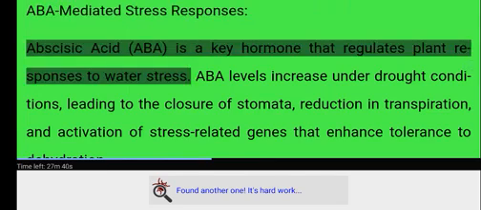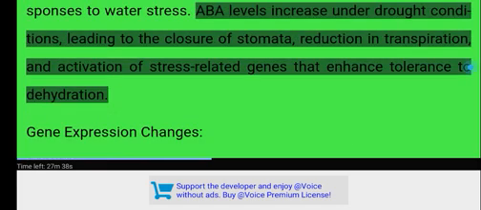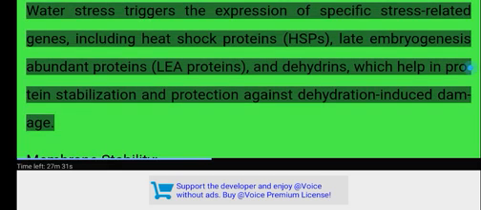Abscisic acid, ABA, is a key hormone that regulates plant responses to water stress. ABA levels increase under drought conditions, leading to the closure of stomata, reduction in transpiration, and activation of stress-related genes that enhance tolerance to dehydration. Gene expression changes: water stress triggers the expression of specific stress-related genes, including heat shock proteins, HSPs, late embryogenesis abundant proteins, LEA proteins, and dehydrins, which help in protein stabilization and protection against dehydration-induced damage.